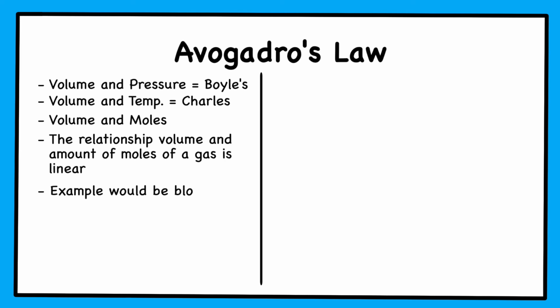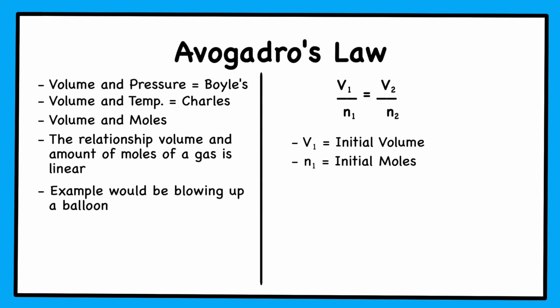You experience Avogadro's law when you inflate a balloon. With each breath you exhale, you add more gas particles to the balloon, causing the balloon to increase in volume. This only occurs as long as the pressure and temperature remain constant. Avogadro's law's formula is V1 divided by N1, which equals V2 divided by N2, or in other words, our initial volume divided by our initial number of moles of that gas equals our final volume divided by our final number of moles of that gas.